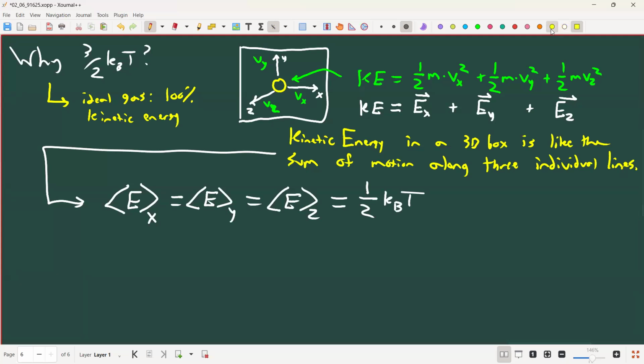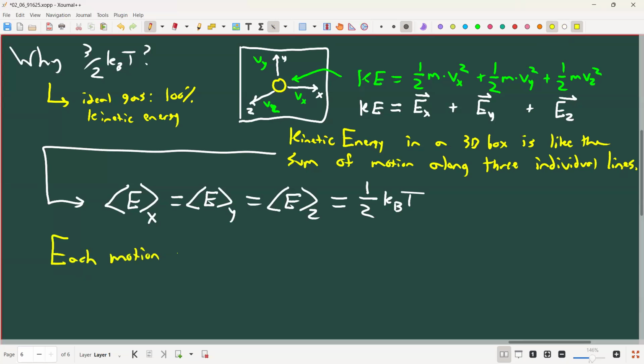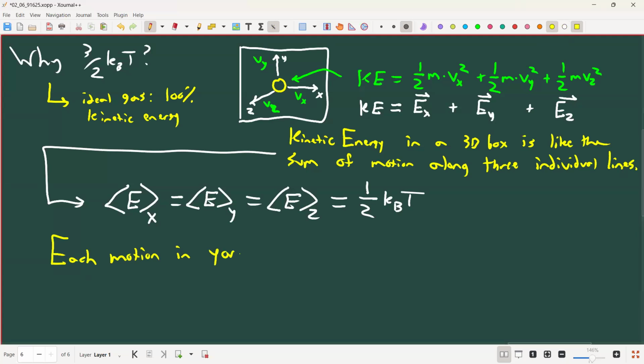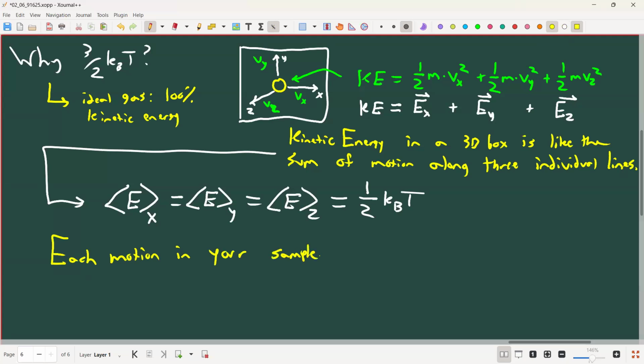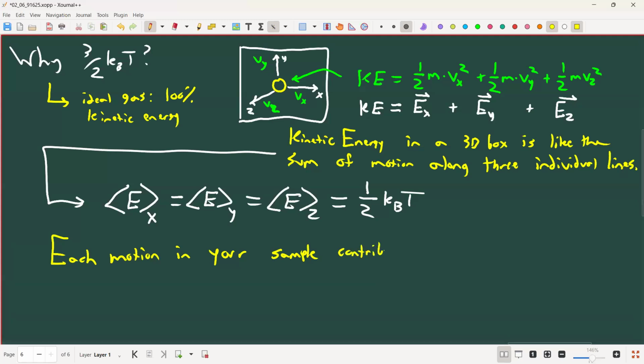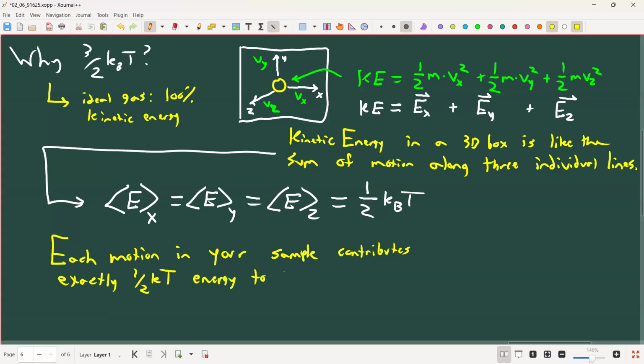And this is a super important point: each motion in your sample, and we'll talk about the different types of motions things can have, contributes exactly 1/2 kT energy to the heat of the system.